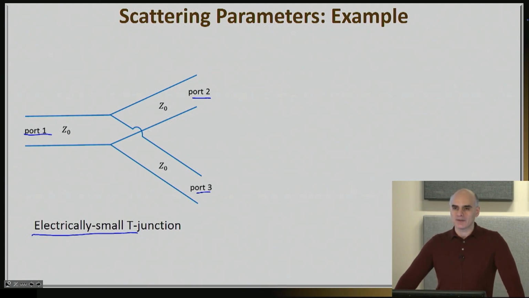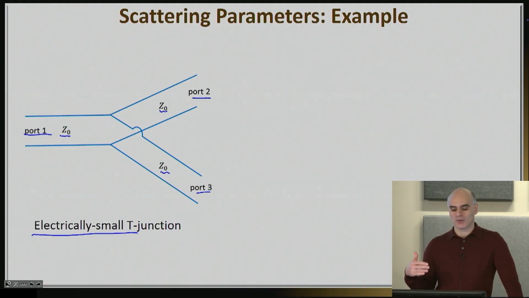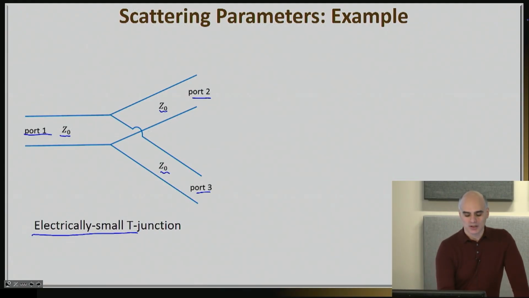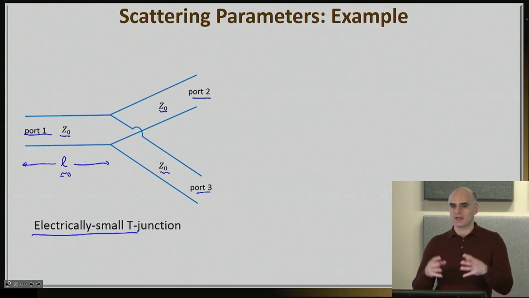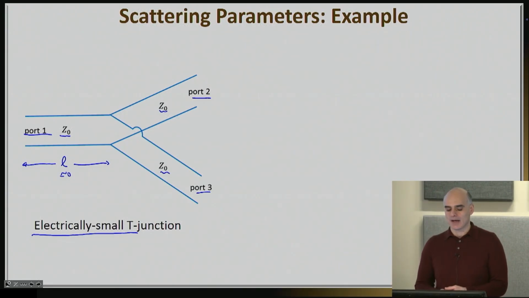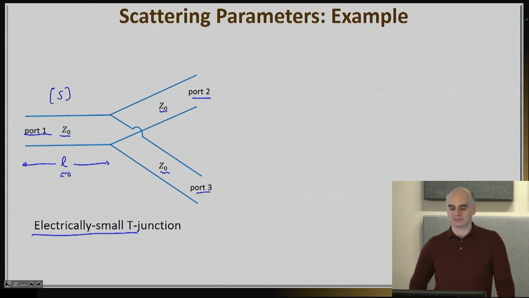And to make things simple as we're getting started here, we will assume that the characteristic impedance of all ports is the same. So Z0 is the characteristic impedance of ports 1, 2, and 3. We will also assume that this is an electrically small junction, which basically means that this length is practically 0, and that's true for all ports. So a very, very small junction that you will see in real life. What we want to find out here is the entire S matrix of this device.